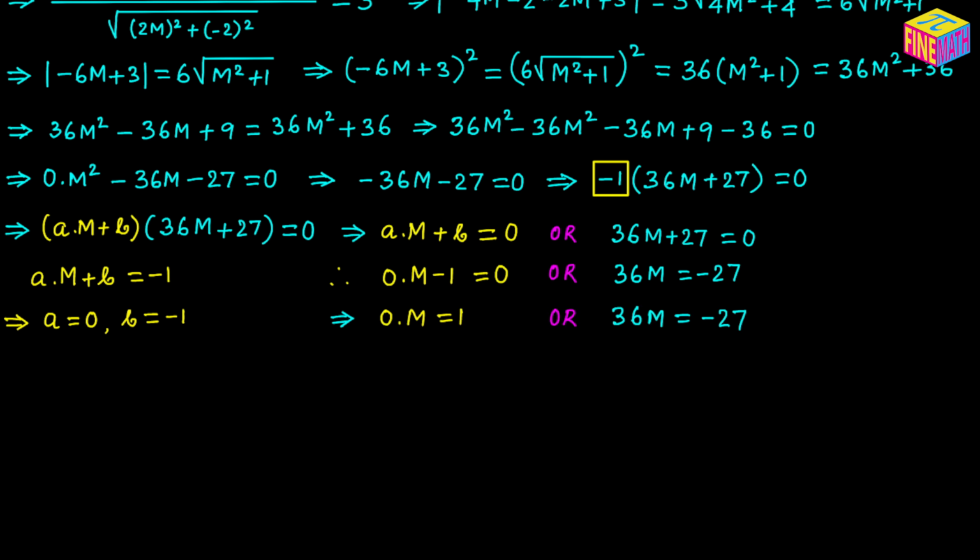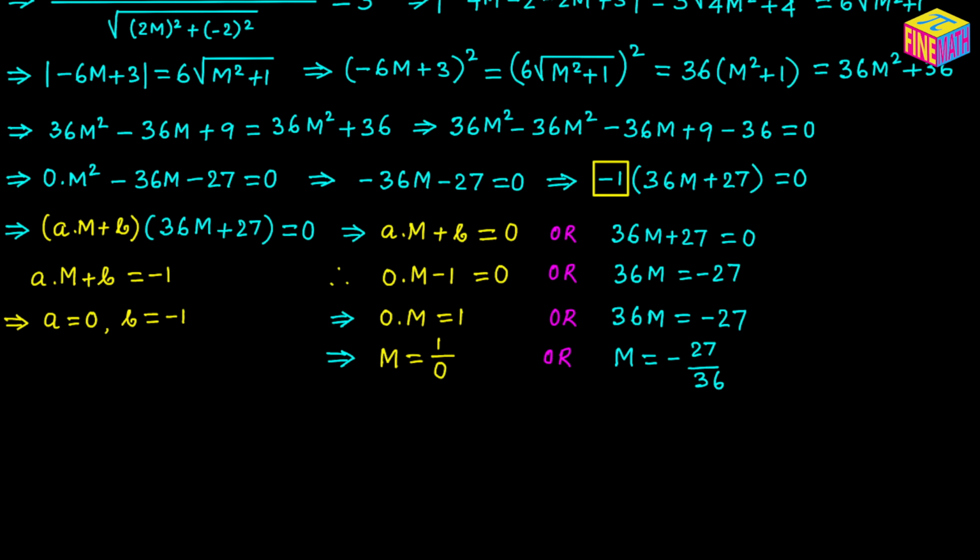And from here we can say that 0 times m is equal to 1, and on the other side 36m is equal to negative 27. From the first one we get m is equal to 1 over 0. Even though it's an undefined operation, I am writing it like this because we are talking about the slope of a line, and the slope is also a ratio, and this type of a value is possible.